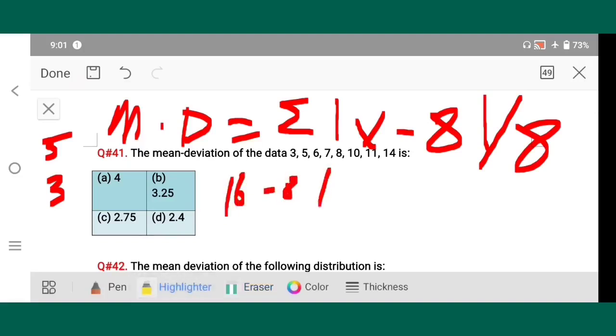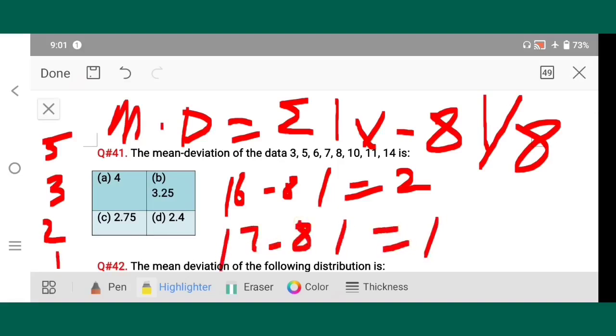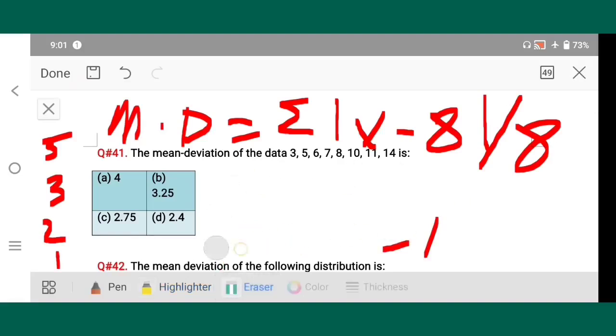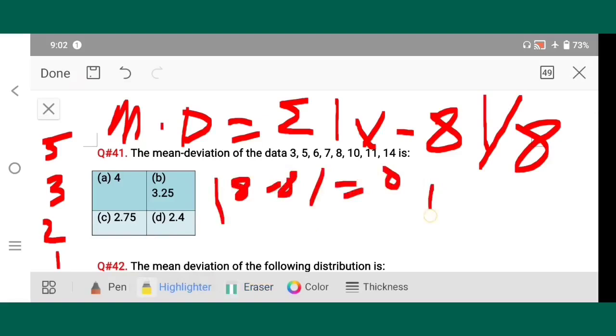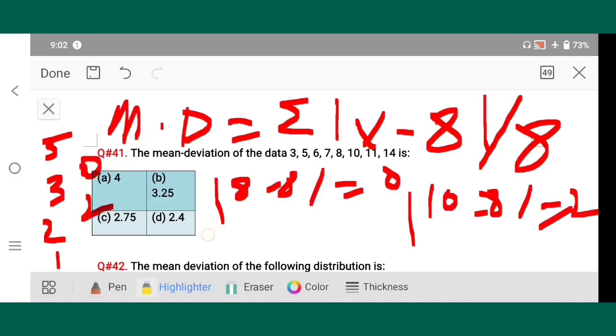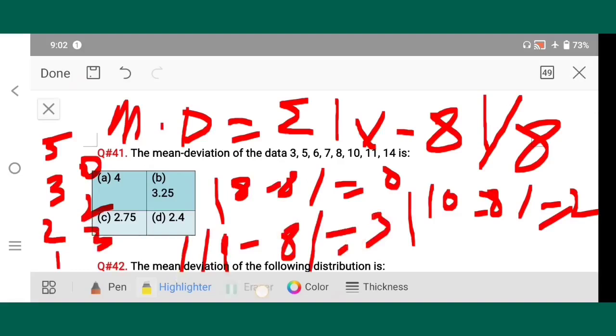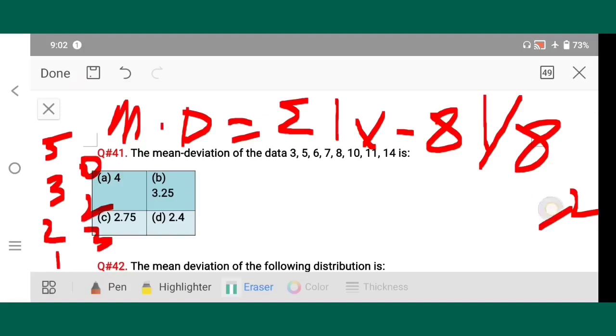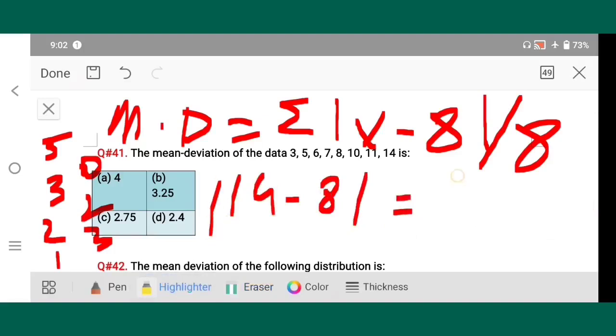6 minus 8, so this gives 2, and 7 minus 8 gives 1. 8 minus 8 gives 0. 10 minus 8 gives 2, so 0, 2, and 11 minus 8 gives 3. And 14 minus 8 gives 6.